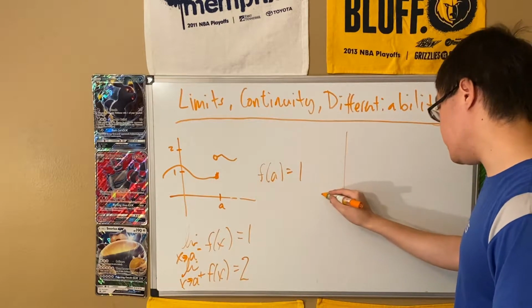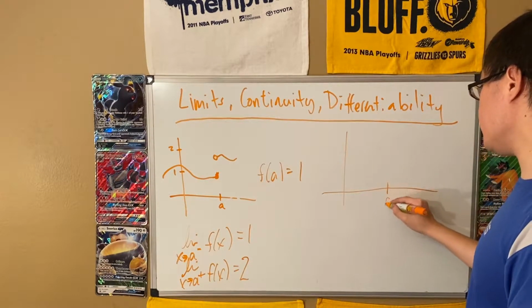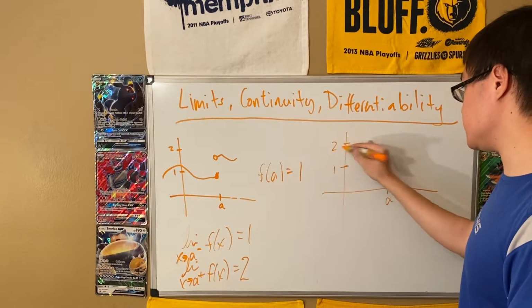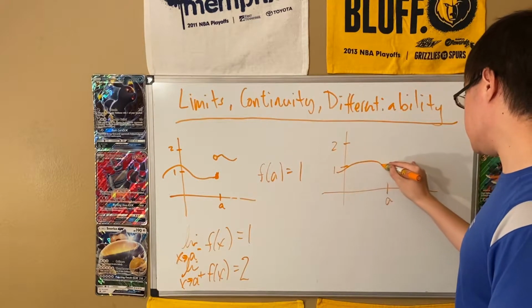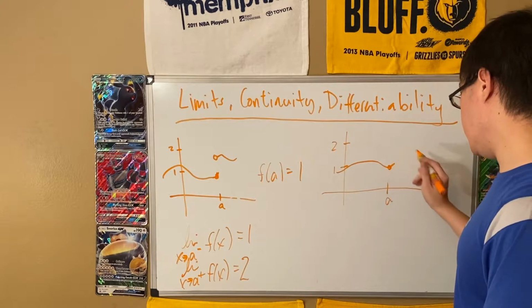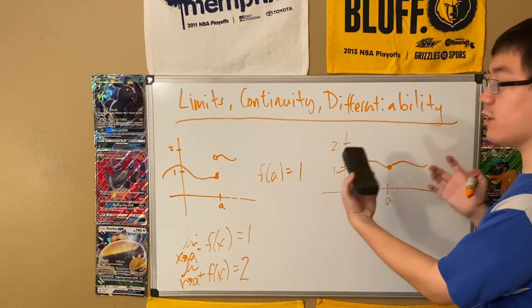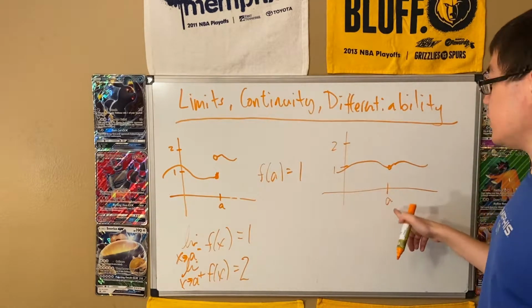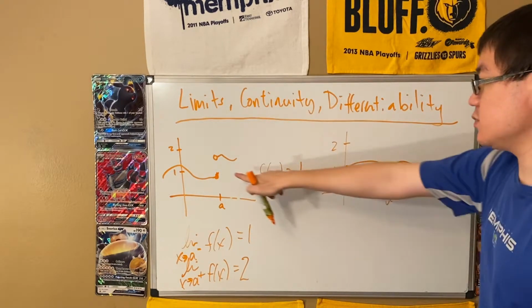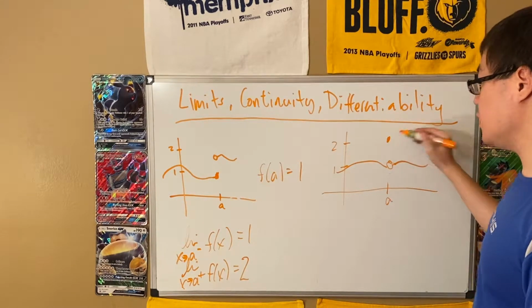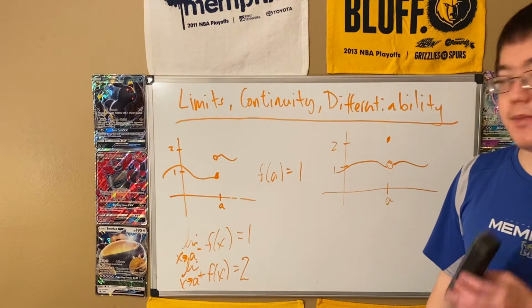So if you have a function here, you have your point A, you have this 1 and 2, hopefully I can draw them a little bit more to scale, and the function is coming from the left and the right towards the same point as opposed to two different points. This is going to be an open dot, and then we have a closed dot here. What we're going to do is try to compute the limit in this case.